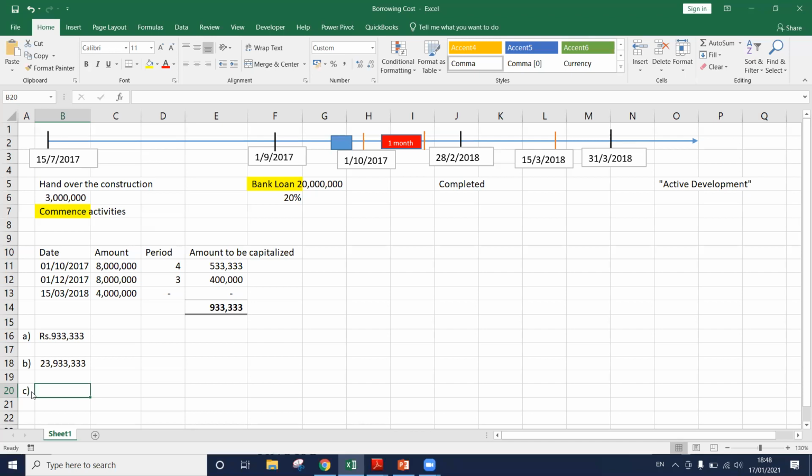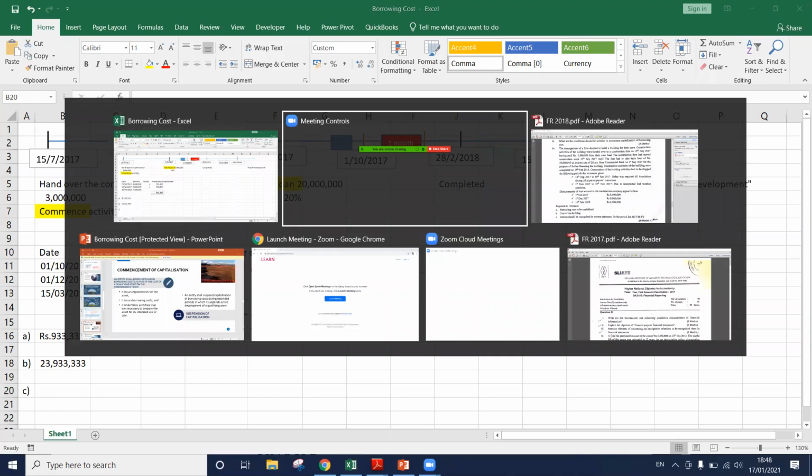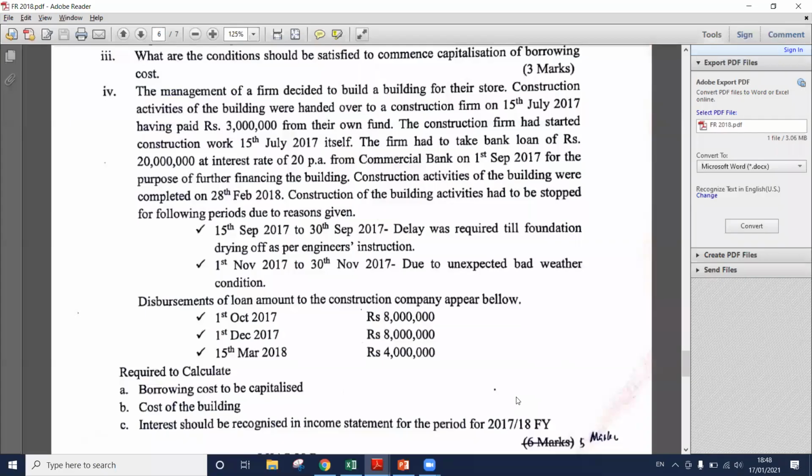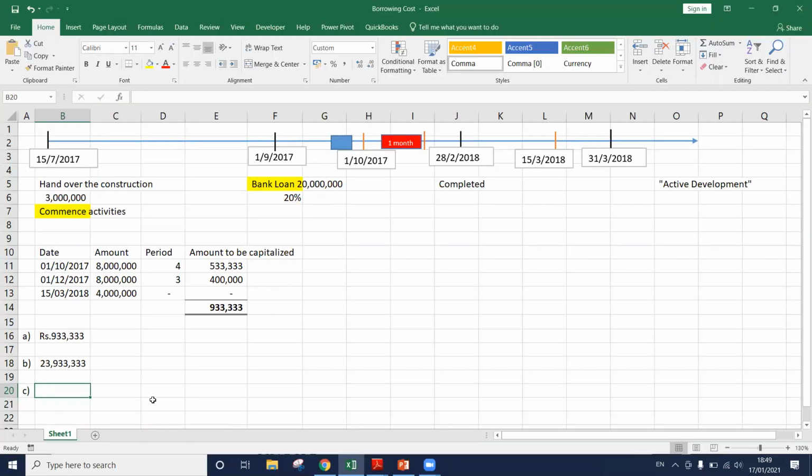Then in part C, what do they ask? Part C වල මොකක්ද අහන්නේ? Interest should be recognized in income statement for the period for 2017-18 financial year. Right? 2017-18 financial year එකට අදාළව how much we need to identify as an expense, right? In terms of interest, as interest.